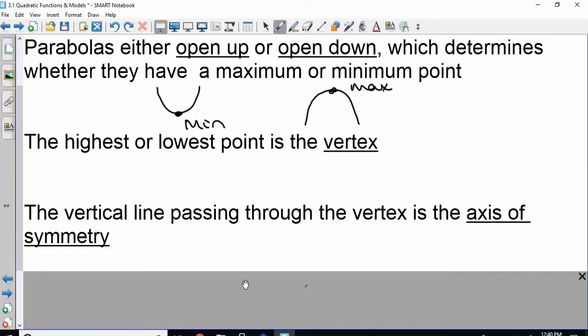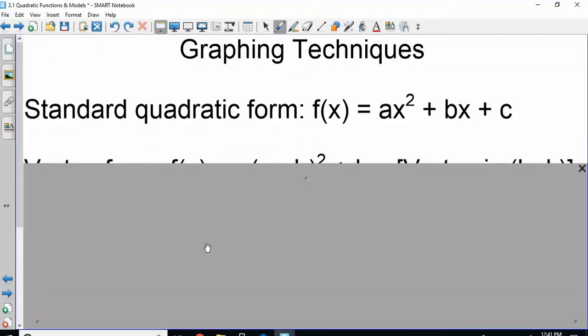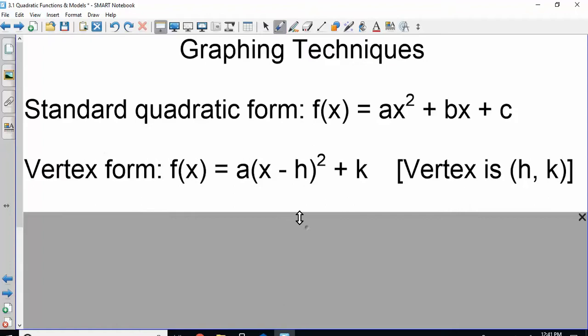All right. Any questions so far? So let's talk about how we can graph these. Standard form for a quadratic is what we already wrote down, the ax squared plus bx plus c. That's not the best form for graphing. Do you guys remember talking about vertex form last year at all? So vertex form is nicer for graphing. In that, your vertex is the ordered pair (h, k), which we will talk a little more about in a few minutes.